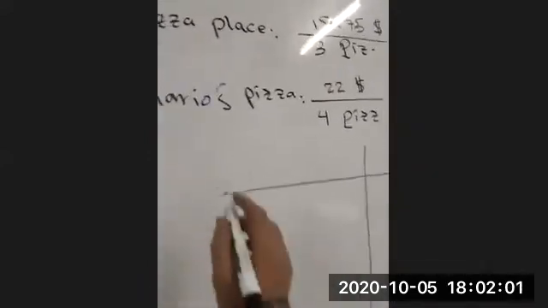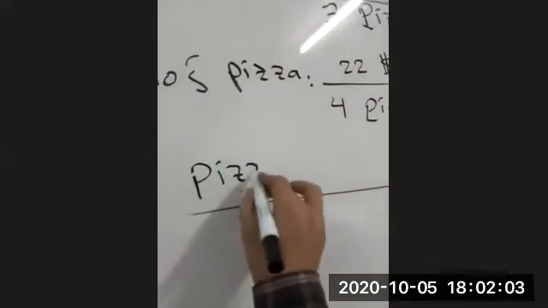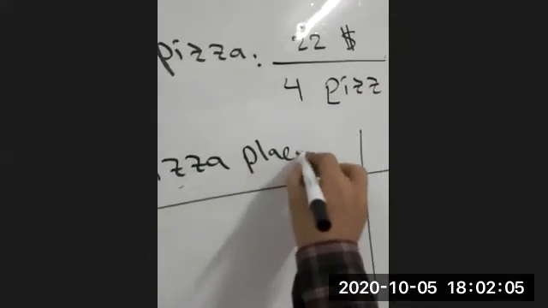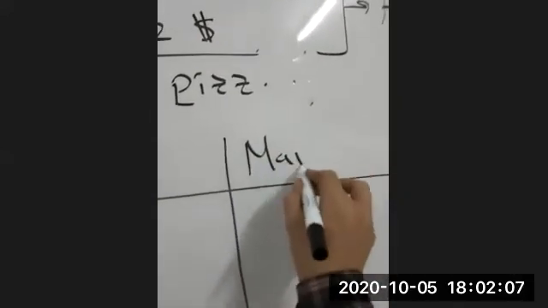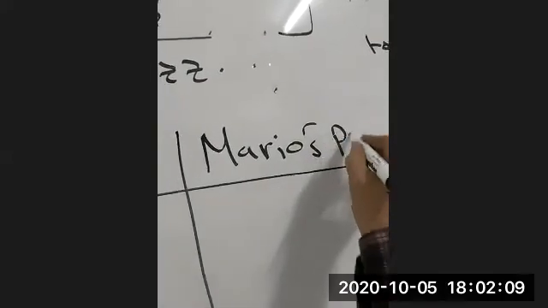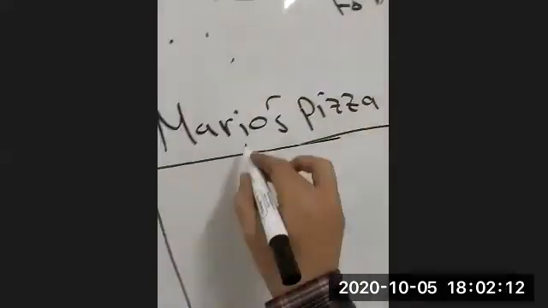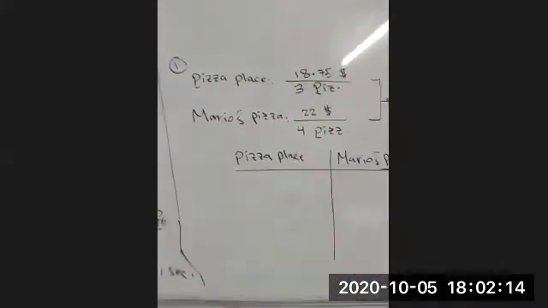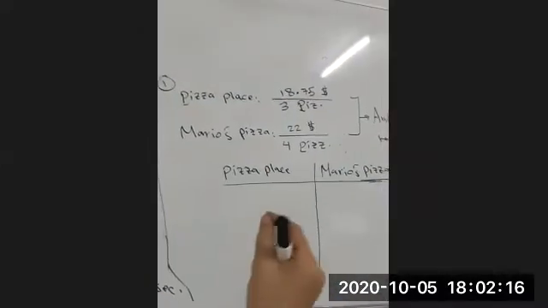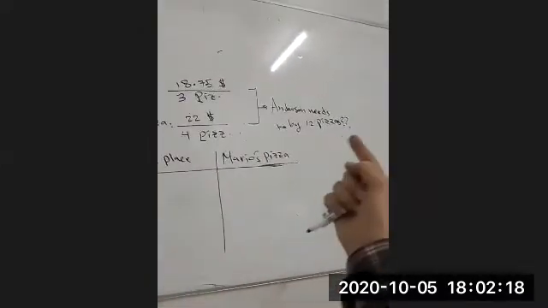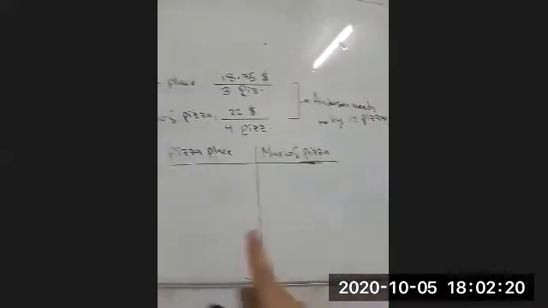Here I will work for the pizza place, and here I will work for the other shop, which is called Mario's Pizza. Let's start with the pizza place. I will turn the rate to a unit rate. Then I will see how much the price of the 12 pizzas is in the first one.